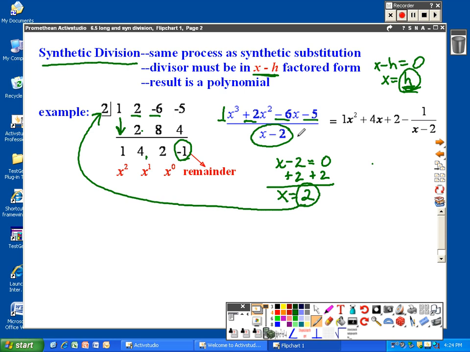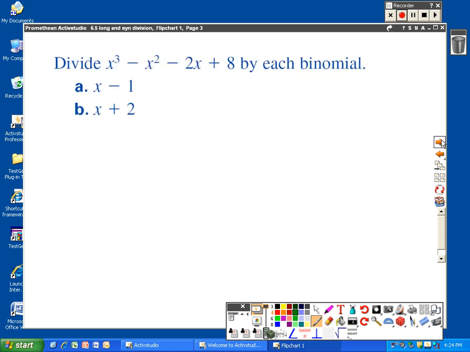We're going to have you try one. It says divide x cubed minus x squared minus 2x plus 8 by each binomial. So the first one we're going to do is divide by x minus 1. So my root would be x equals 1. So 1 goes in my divisor box. Then I must take care of each term. Since it's cubic, I need 4 terms. 1, 2, 3, 4.